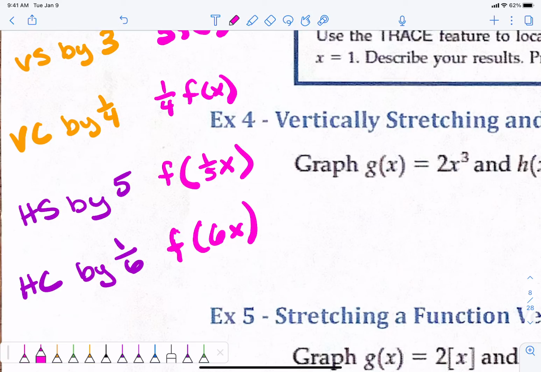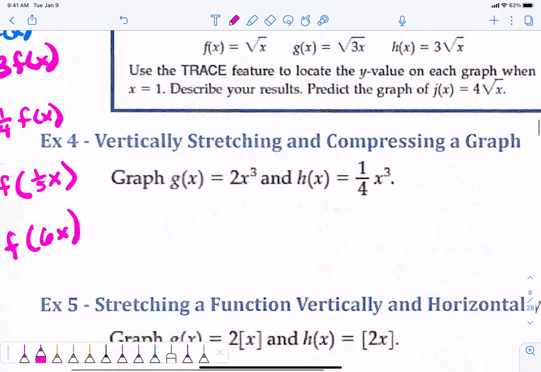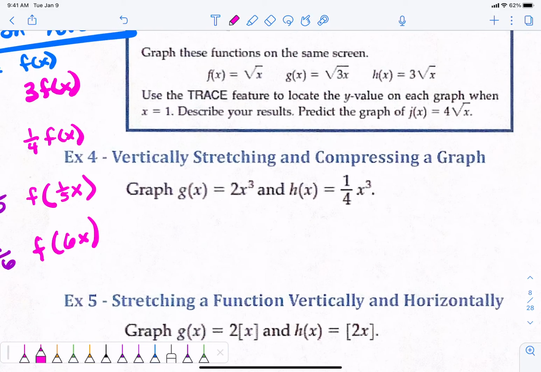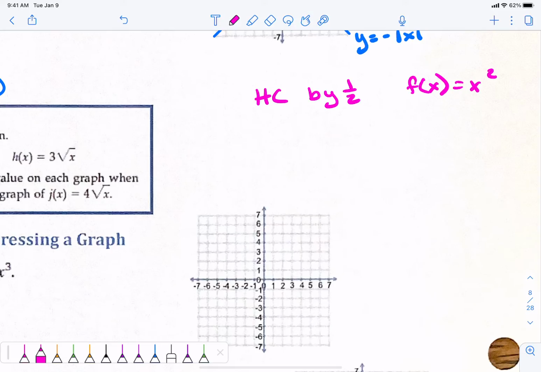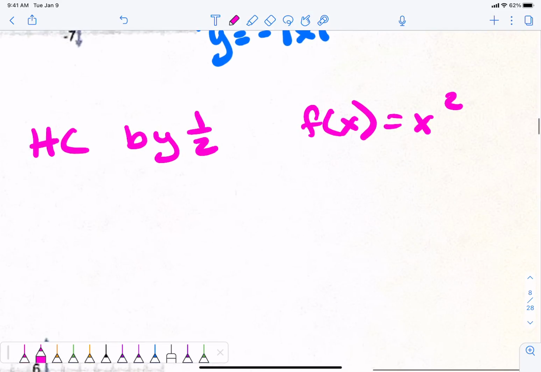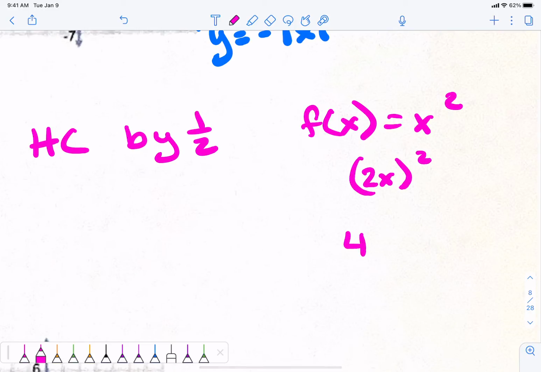Isn't a vertical stretch and horizontal compression the same thing? Kind of. If it's a linear function, yes. If it is a quadratic function, let's say I have a horizontal compression by 1/2, and my parent function is x squared. Don't write this down. What I would do is 2x inside of parentheses, which actually is 4x.